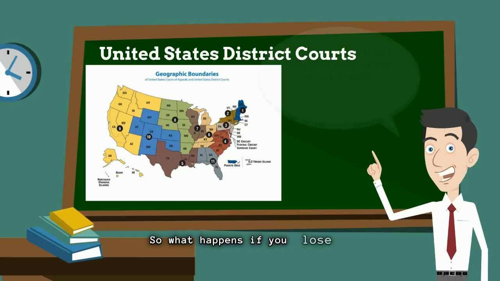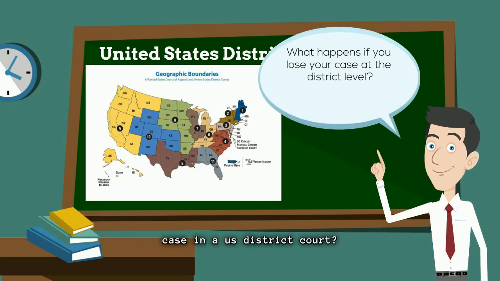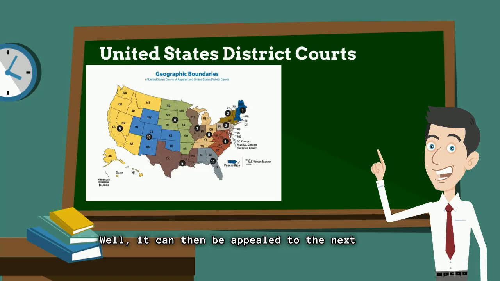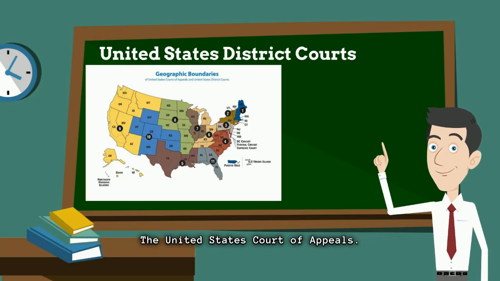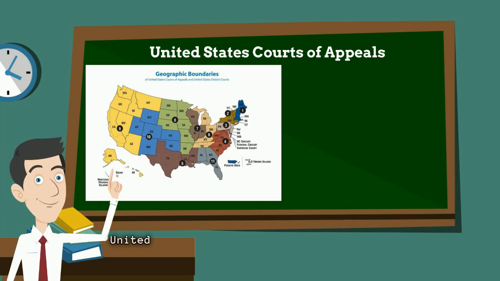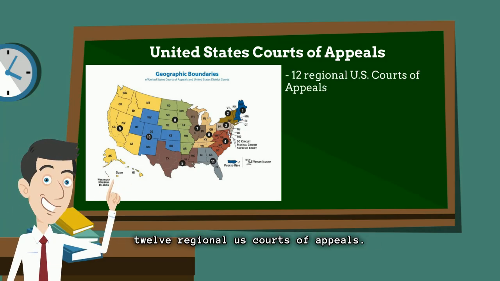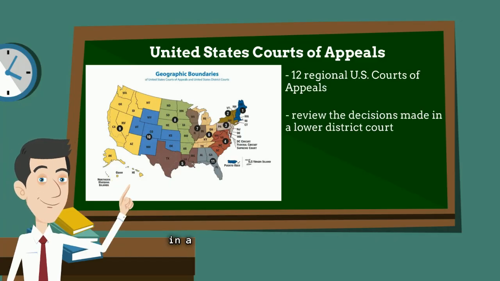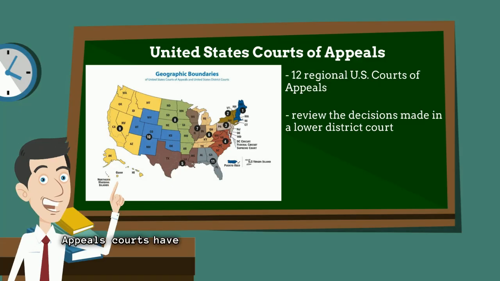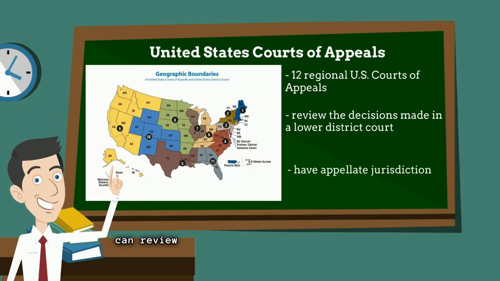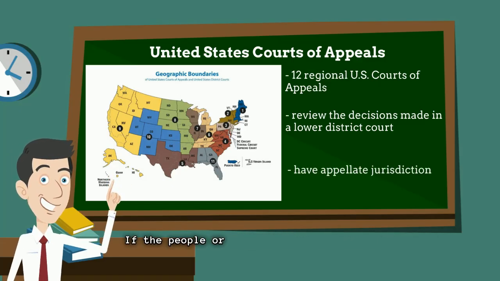So what happens if you lose your case in a U.S. district court? Well, it can then be appealed to the next level, the United States Court of Appeals. United States Courts of Appeals. There are 12 regional U.S. Courts of Appeals. These courts review the decisions made in a lower district court. Appeals courts have appellate jurisdiction, which means they can review decisions from the lower courts if the people or groups involved believe the lower court made an unfair decision.